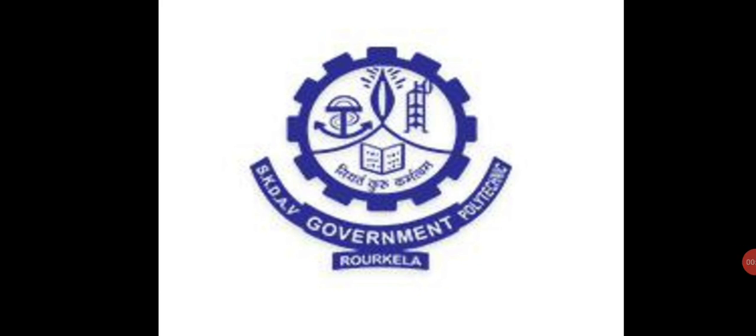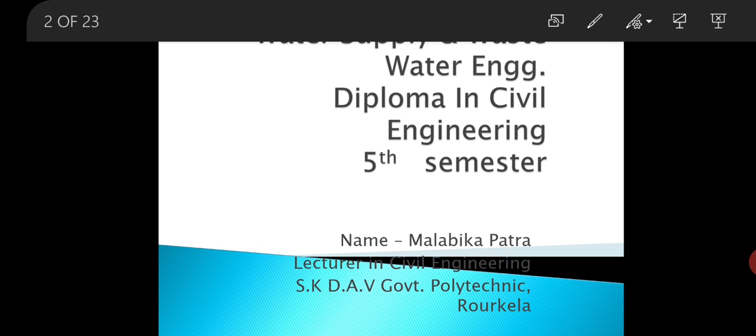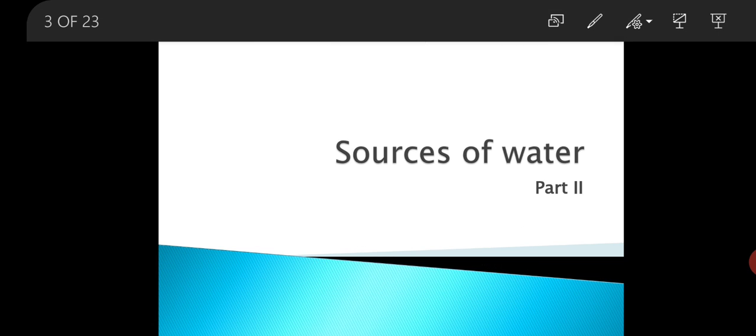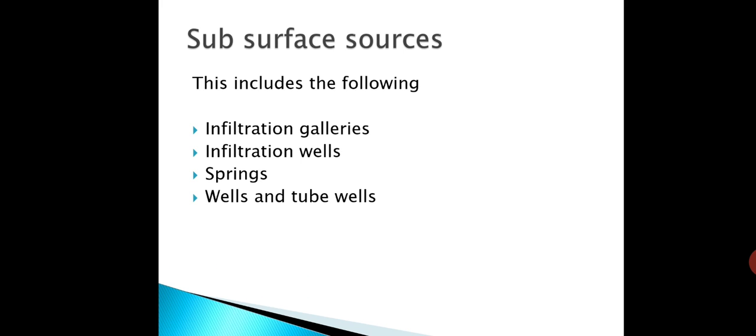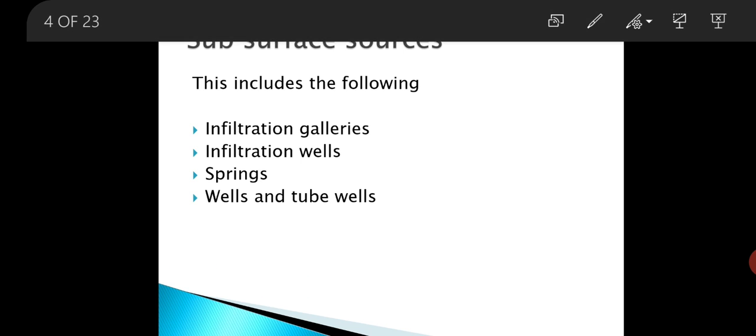In the last class we discussed the surface sources of water supply and also completed the two types of subsurface sources, that is infiltration galleries and infiltration wells. And today we are going to discuss the next type, that is springs.